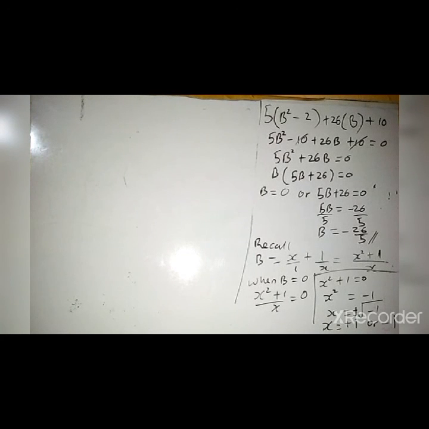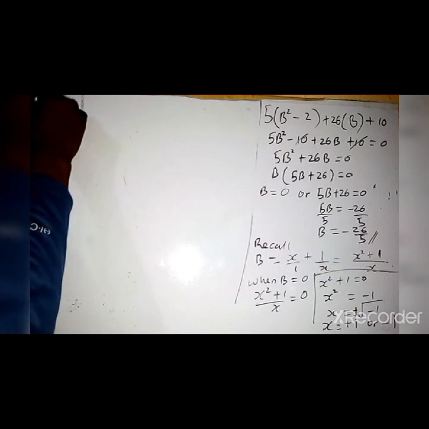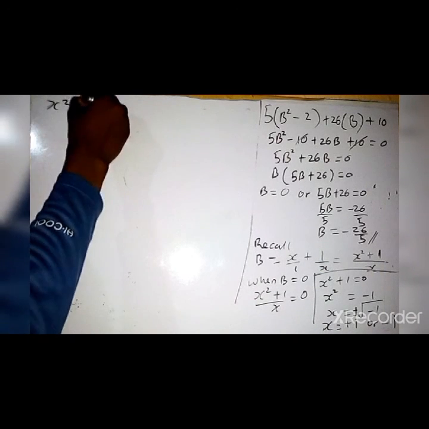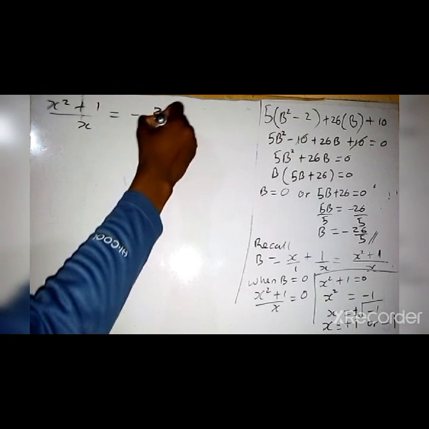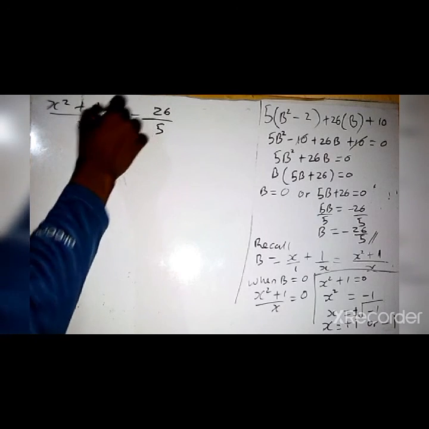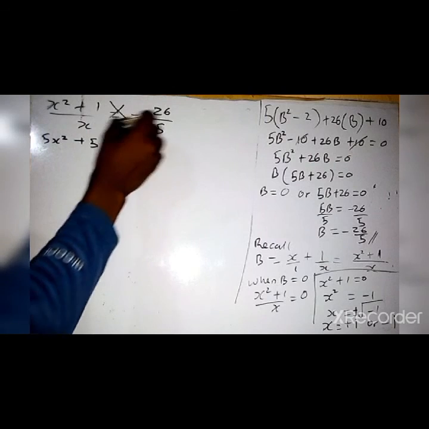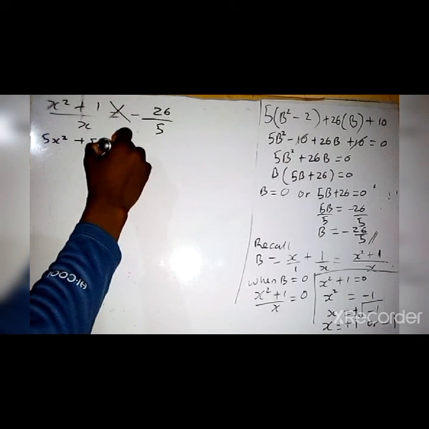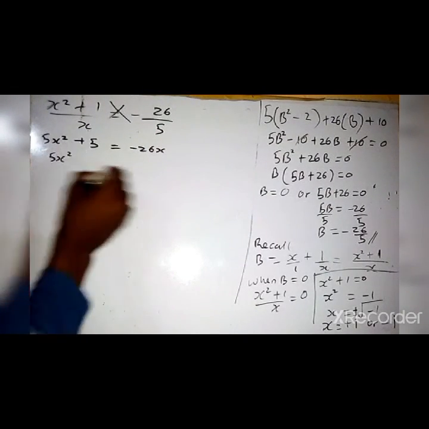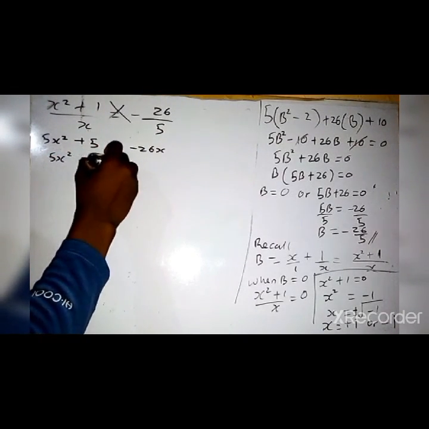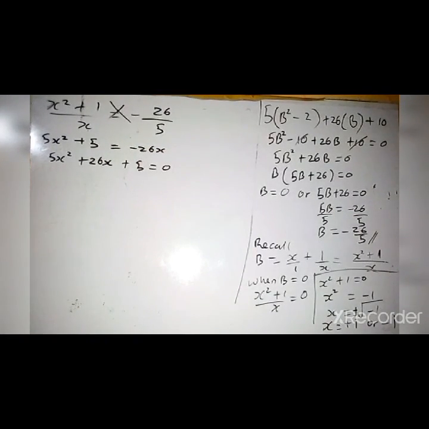So now when b is minus 26 over 5, we now have our b here as x squared plus 1 over x. So we now equate it to minus 26 over 5. So cross multiply, we have 5x squared plus 5, I'm multiplying this in, it will be equal to minus 26x. We now have 5x squared plus 26x plus 5 equals 0.